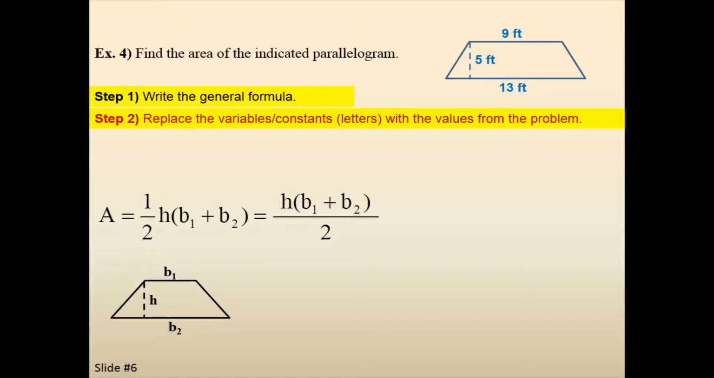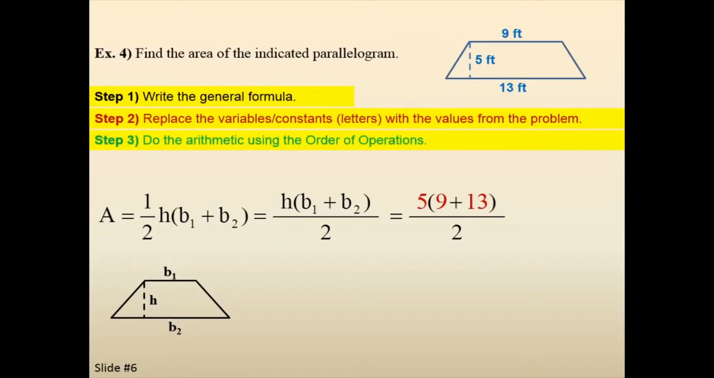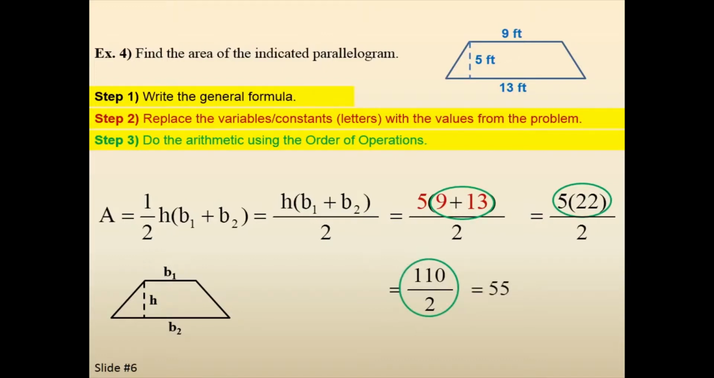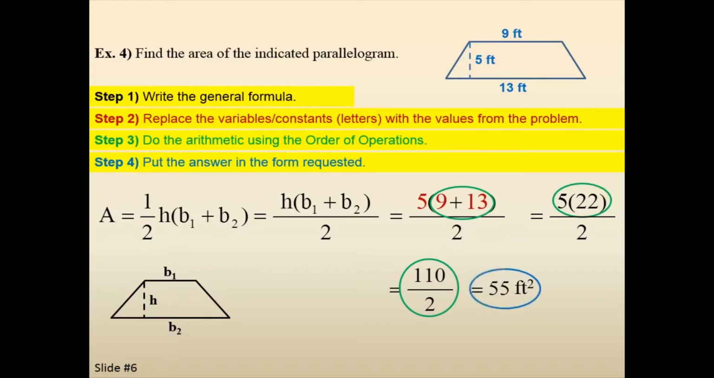Replace the variables, constants, letters with the values from the problem. So the height is 5, base 1 is 9, base 2 is 13. Do the arithmetic using the order of operations. 9 plus 13 is 22. 5 times 22 is 110, which reduces very nicely to 55. Put the answer in the form requested. They didn't give us any form. So it's feet squared because it's an area. So it's 55 feet squared.